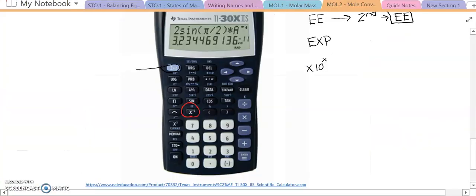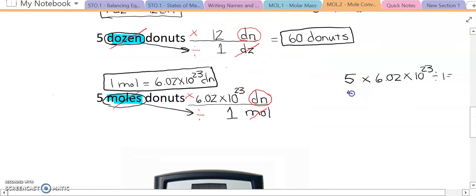In my calculator, it looks a little bit differently. I would still type the 6.02. I will not hit the times, I will not hit the 10, I hit the second key, and then I hit that EE. And I still only put in the power. I only put in the 23. So in my calculator, I am going to take 5, times, 6.02. I will push my second button. I will push the EE key. I will push the 23. And then officially I'll divide by 1, and I will hit equals.